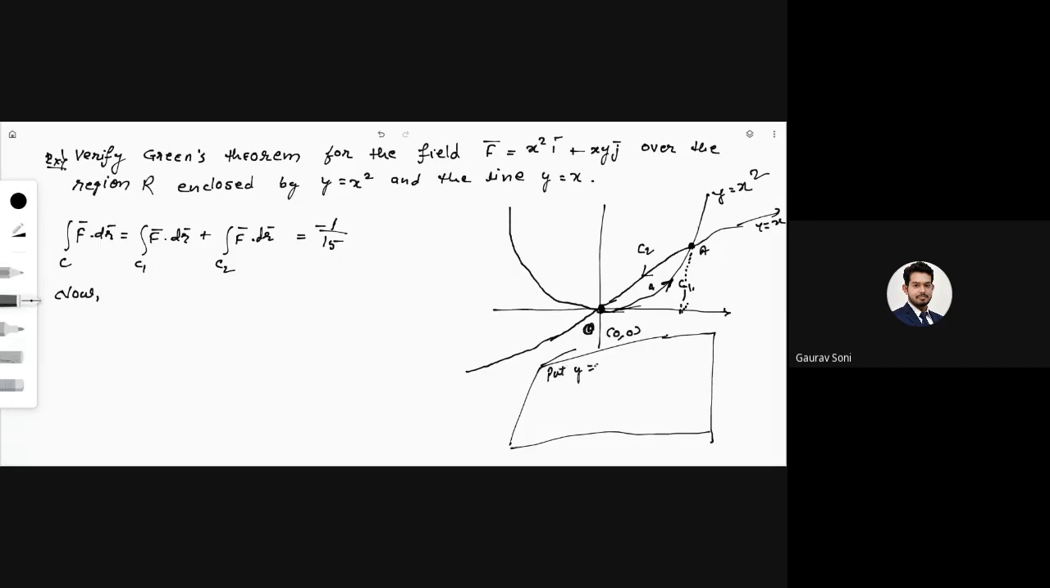Put y equal to x in y equal to x square. क्योंकि at point A these two curves are intersecting, तो A point दोनों में आएगा. So that's why we solve this. So we'll have x equal to x square, which means that x square minus x is equal to 0. Take x common, x minus 1 equal to 0. So this gives me x equal to 0 or x equal to 1.